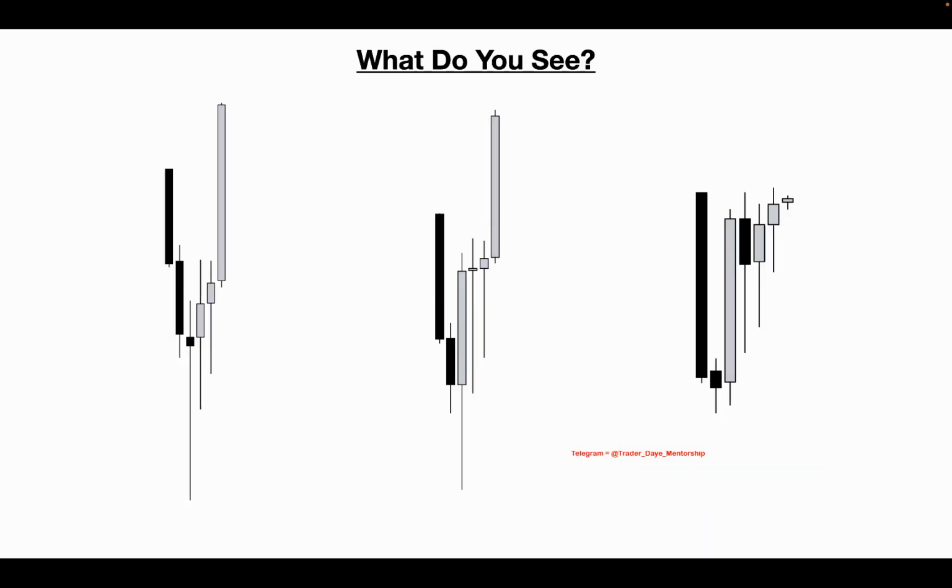Firstly, what do you see? Now, pause the video, get yourself a pen and a paper because this is very important as this will be used throughout the entirety of this presentation. So what you see in the beginning of the video compared to what you see at the end, that is what is important. So write down what you see. I'll give you a second. All right, if you said precision swing point, then you would be correct.